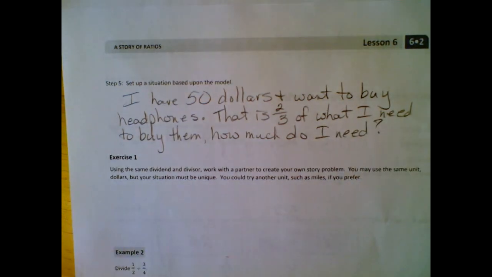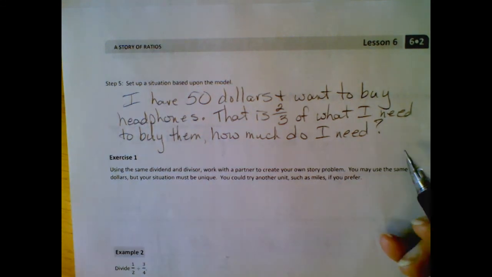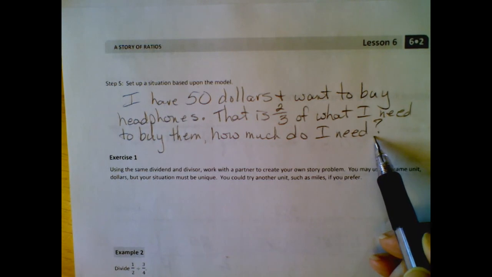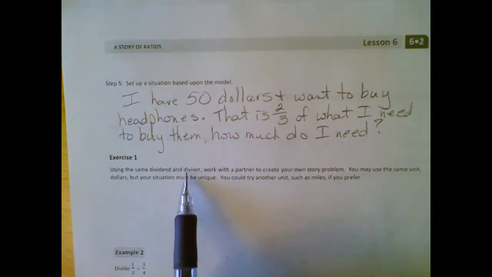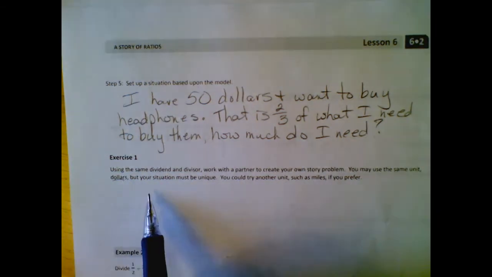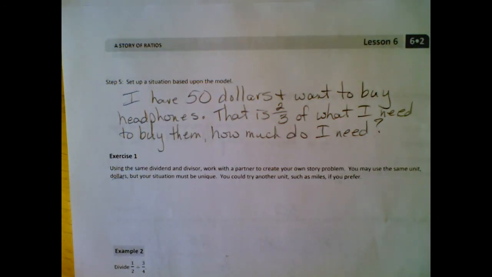Because we looked at partitive division, we made the 50 equal to the 2/3. So 50 broken into groups of 2/3, a little different way to interpret it, but 50 becoming the 2/3, we're looking for 3/3. That gives me enough to buy these headphones. You're using the same problem with dollars again, but your situation needs to be a little different. Then, continuing in example 2, you're going to make an entirely different situation.